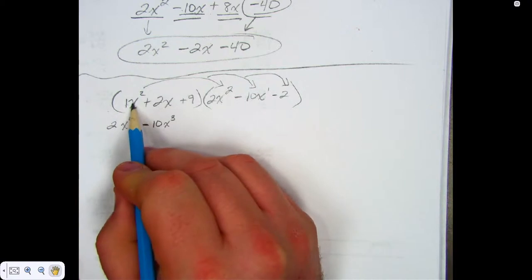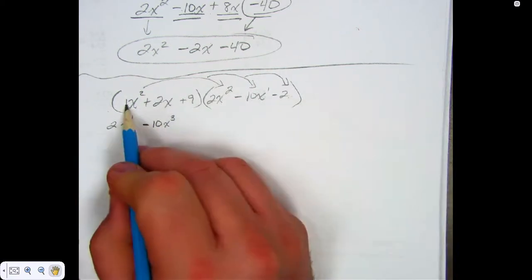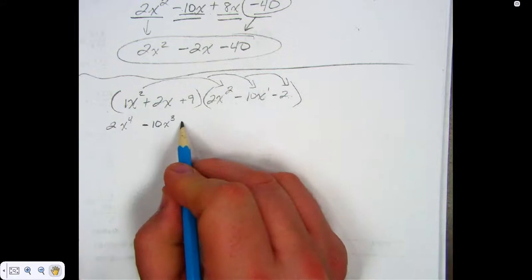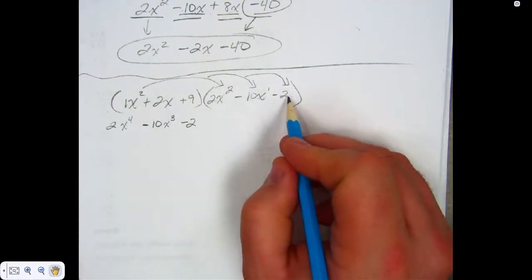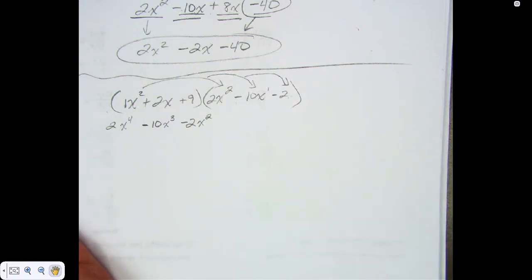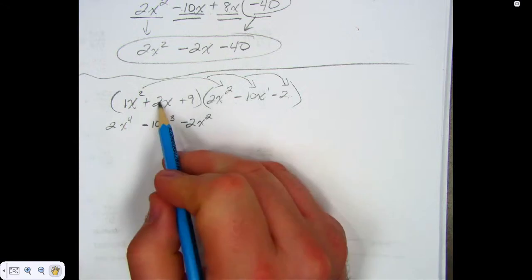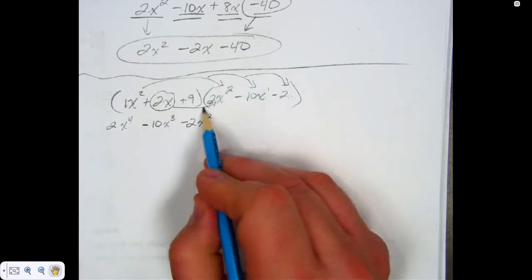Have I multiplied this x squared times everything yet? I haven't multiplied it times this one. 1 times negative 2. X squared, is there another x squared? No, so it stays what? Now have I multiplied the 1x squared times everything? Now I do what? Times that, and times that.